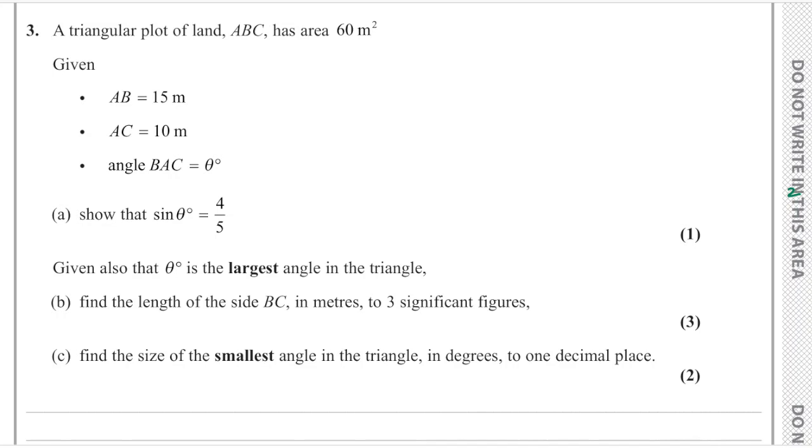Hello students, let us solve question 3 of this paper. So we have a triangular piece of land ABC which has an area of 60 meters square. And let us start with a simple diagram.